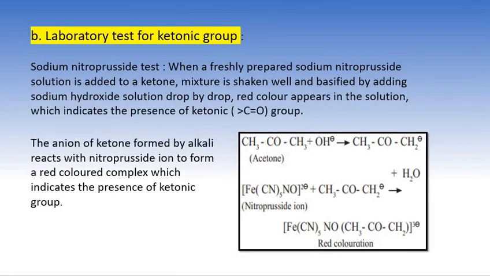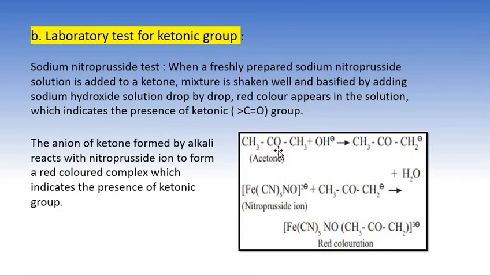Now, laboratory test for the ketonic group. Number one is the sodium nitroprusside test. When a freshly prepared sodium nitroprusside solution is added to a ketone and shaken well, and then a little sodium hydroxide is added drop by drop, you will see a red color in the solution, which indicates the presence of the ketonic group in a given compound. An anion of the ketone formed by alkali reacts with the nitroprusside ion, which comes from sodium nitroprusside, to form a red color complex, which indicates the presence of the ketonic group.